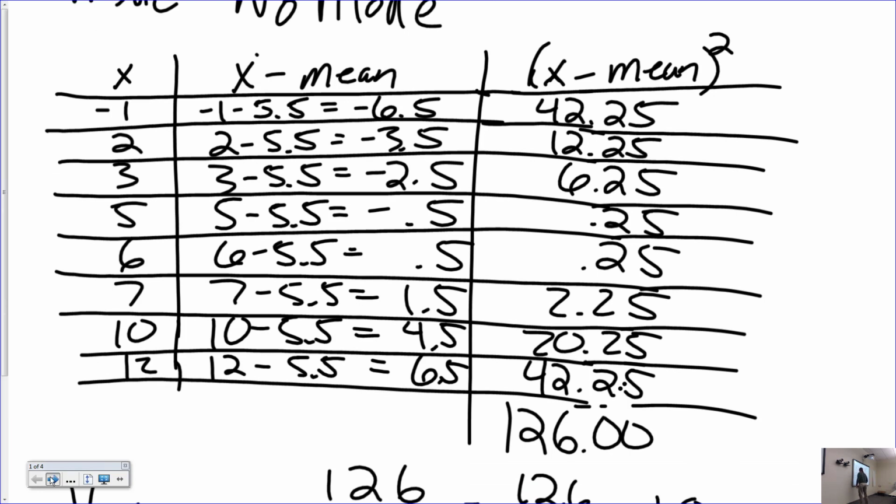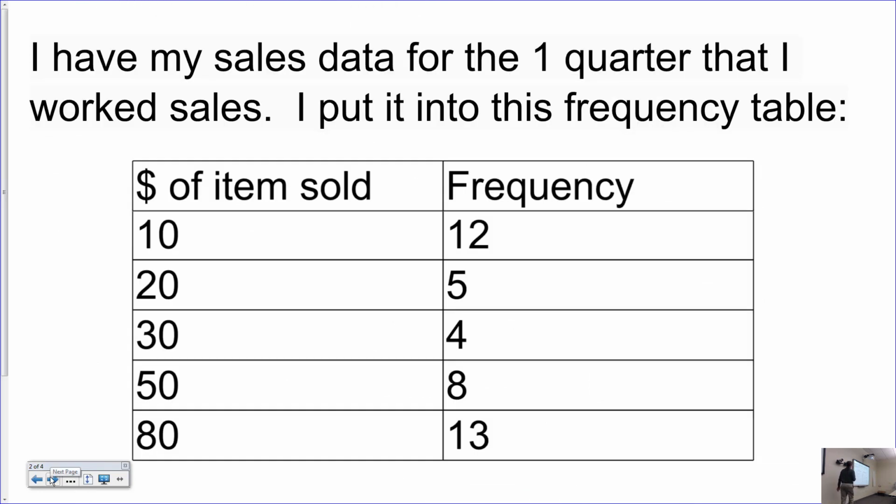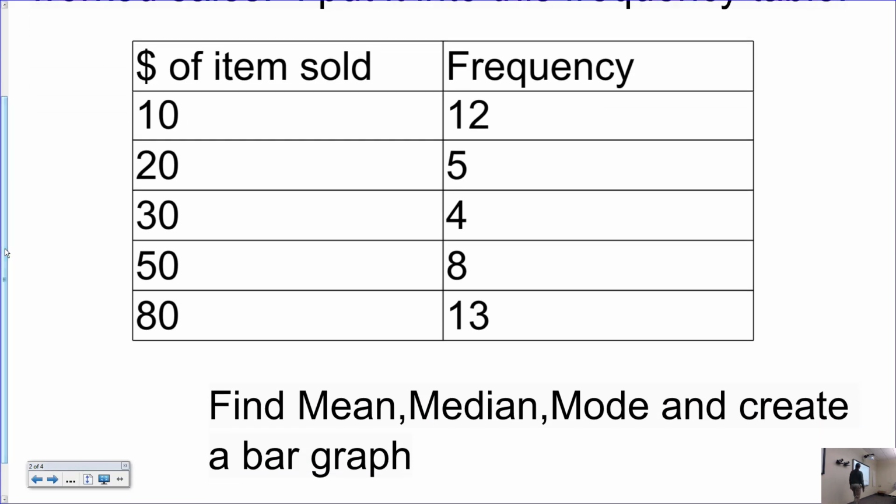Alright, so how about the next one? I did not get that far. Here's a frequency table. Find mean, median, mode. And in theory, create a bar graph.